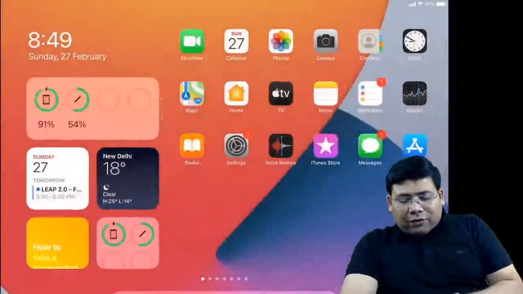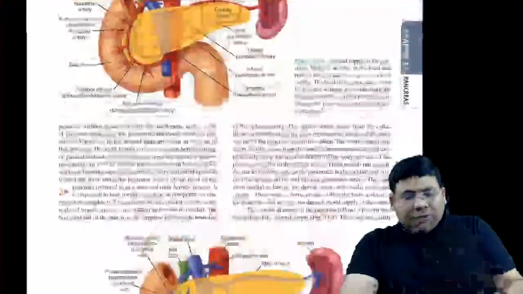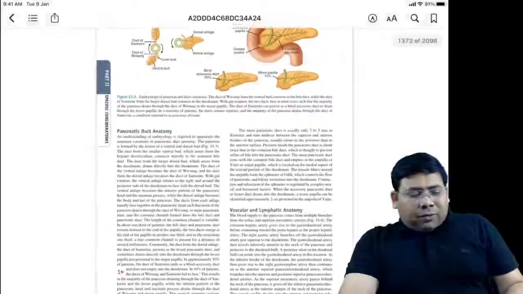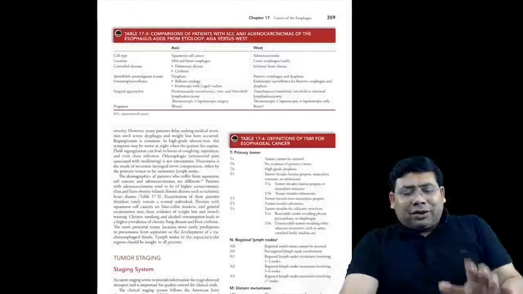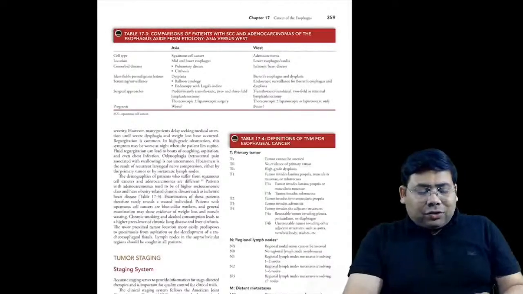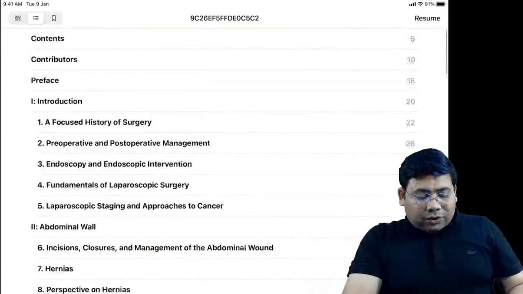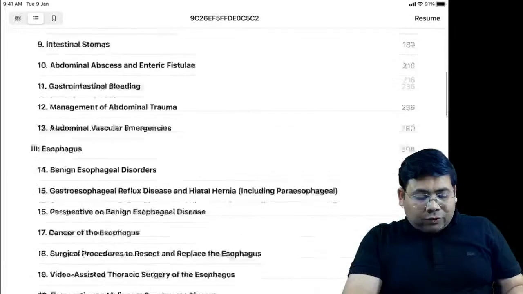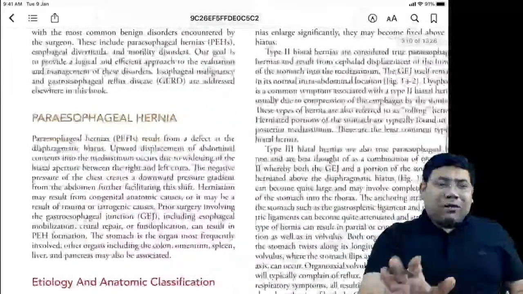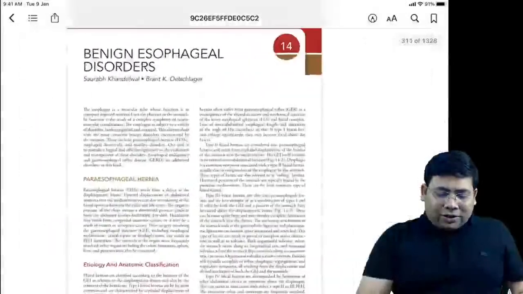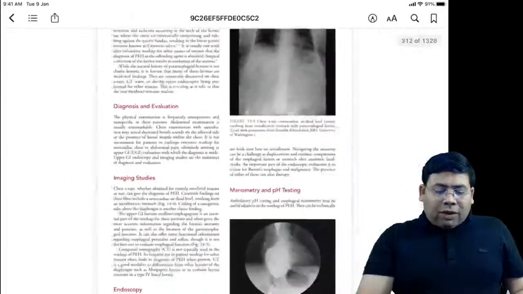I'll share with you one reference also. Let me take you to a book and share with you the reference. This is Zinner's abdominal, 12th edition, up to 13th edition. I'll show that 13th edition also is there. So let me take you to the chapter on esophagus, and this is the chapter of paraesophageal hernia. Now look here at paraesophageal hernia, and we'll go to the imaging studies.